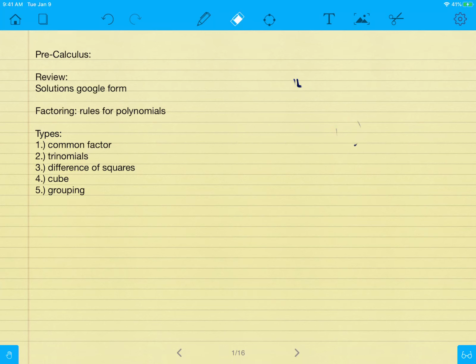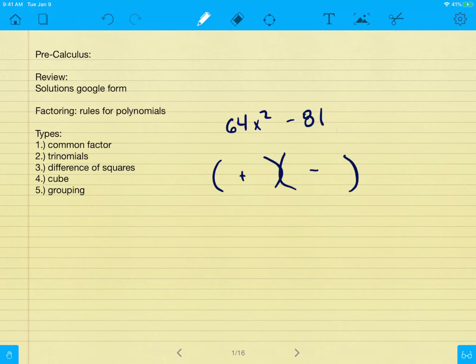The second one, I believe, had 2 numbers now, not just 1. So I had 64x squared minus 81. So 2 parentheses again, plus minus. That's how it always works. 64 is 8x and 8x, and then the 81 is 9 and 9. That will give me the 81. And if you FOIL first and last, the middle term will drop out again.